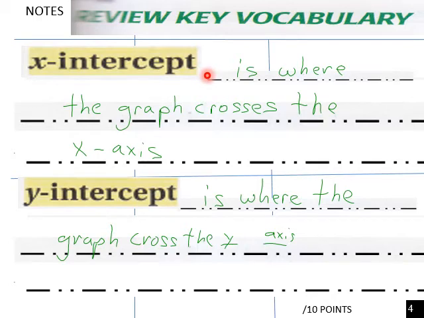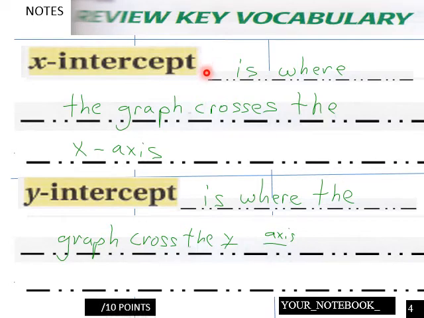Students, in your own words, write what an x-intercept and a y-intercept are. The x-intercept is where the graph crosses the x-axis, and the y-intercept is where the graph crosses the y-axis. Here's your example here of vocabulary.